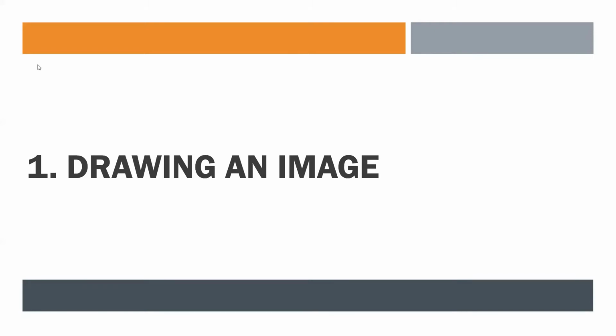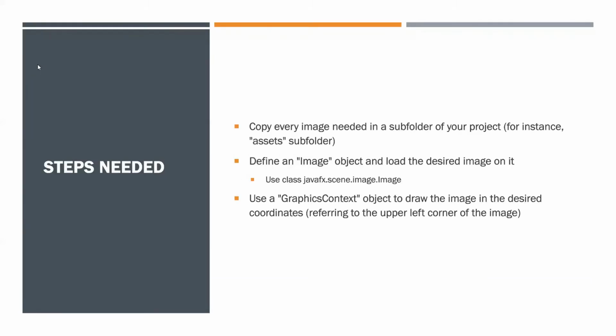Let's start by drawing an image into a scene. To do this, we need some images to be drawn. For this purpose, you can download a bundle of images that we are going to use in our video game. So we are going to create an assets subfolder in our project and drag and drop every image inside this subfolder.